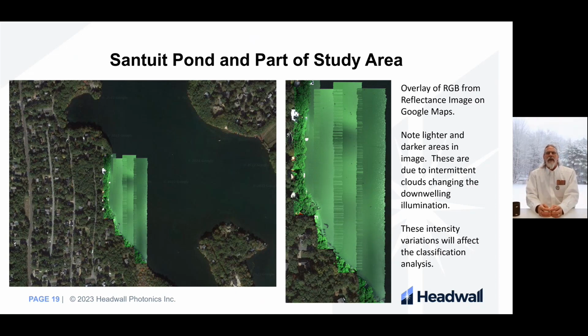And you should also see that there's some lighter and darker areas here. That's because we're doing all these measurements where all our light is coming from the sun. And so if a cloud goes over, it gets a little darker, and if we get bright sun, we get a little brighter. And these intensity variations can have some effect on the classifications, but not a lot because the method that we're using to do spectral classification, which we call spectral angle mapping, is somewhat insensitive to the absolute intensity of the spectrum.